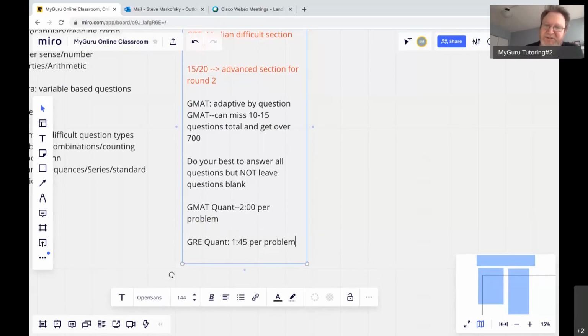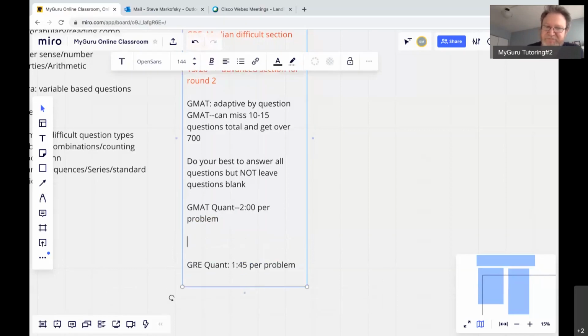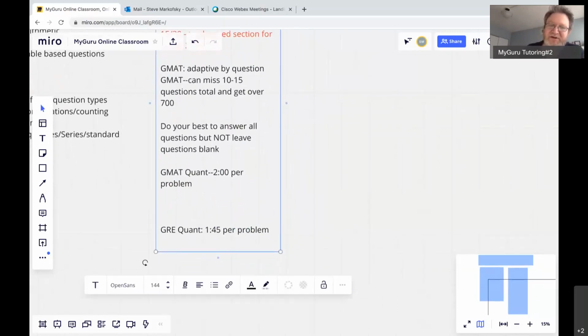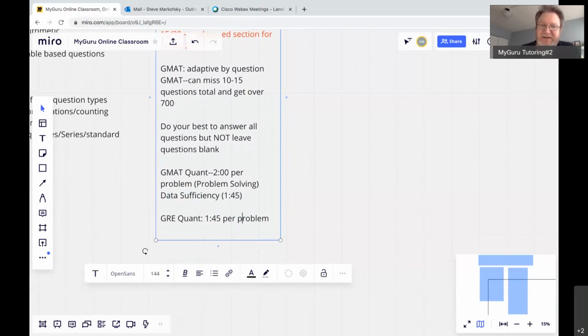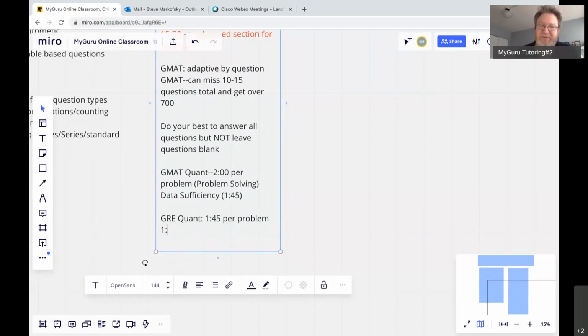Then you can break this down a little bit further. On the GMAT quant, if you've got 2 minutes per problem, that's more the case for the problem solving. On the data sufficiency type of problems, you might allow more like 145. The GRE is probably 145 per problem, but maybe a little bit shorter, maybe a minute and a half on the quantitative comparisons.